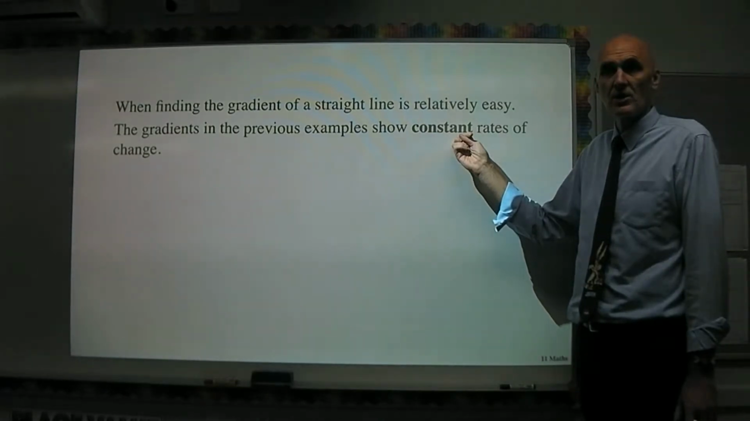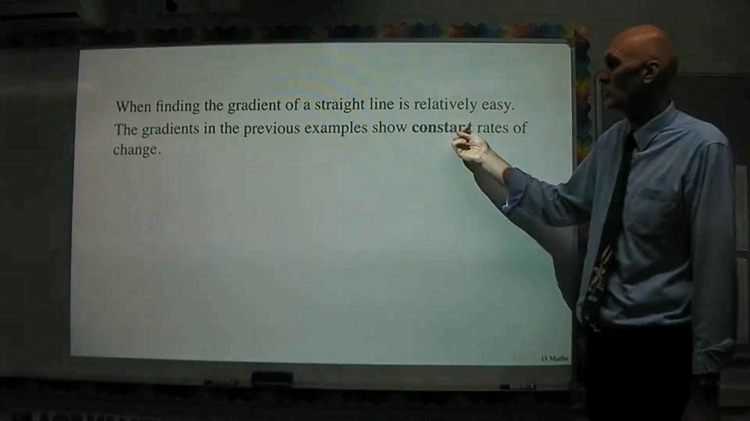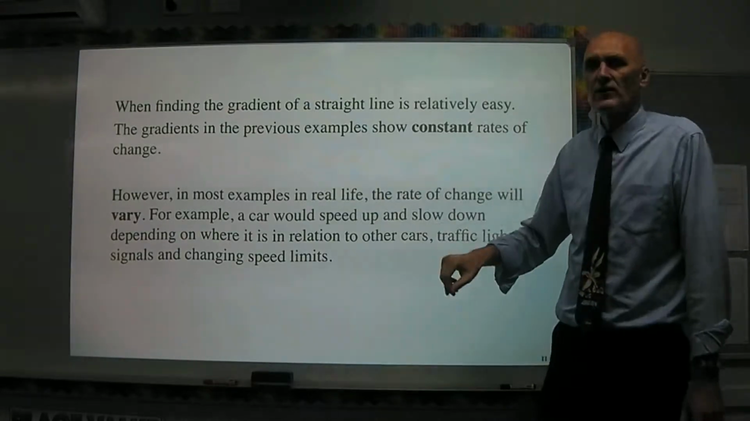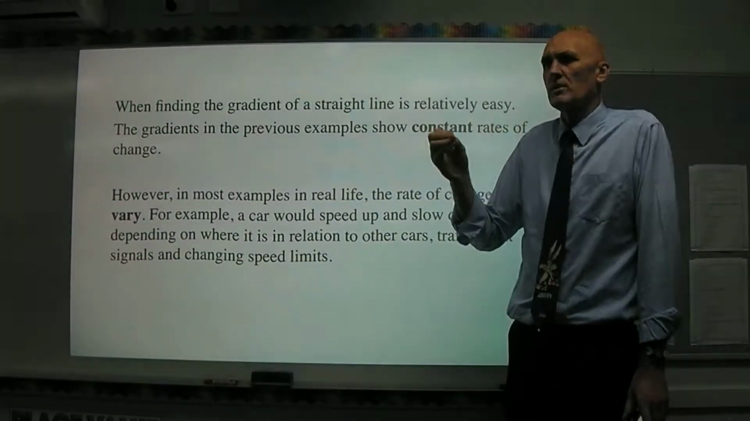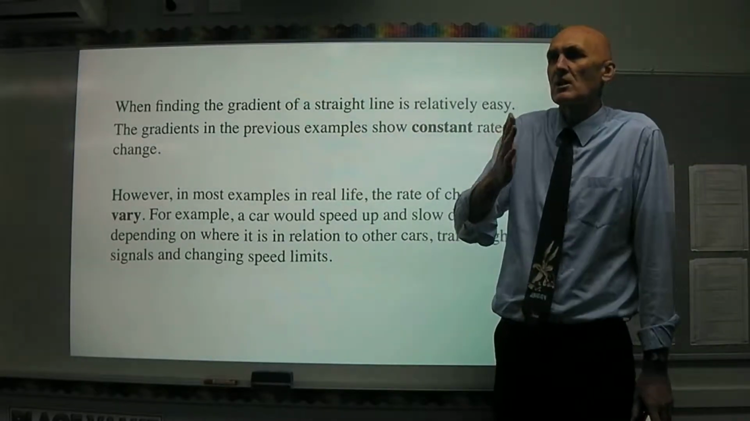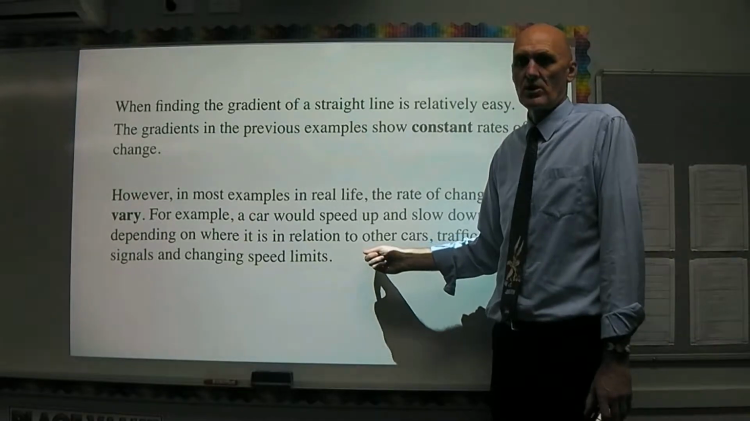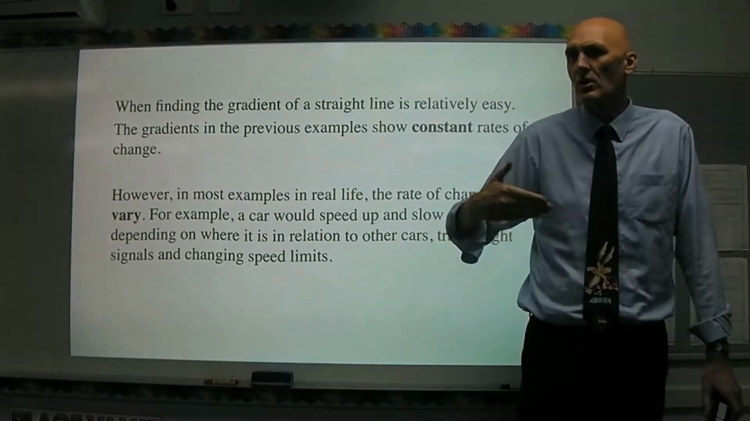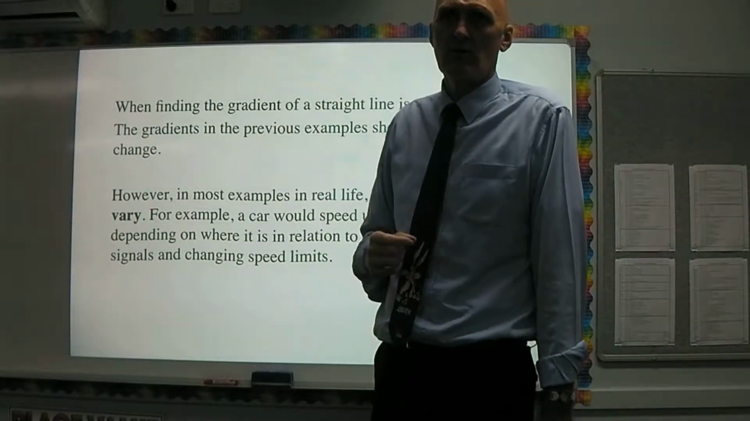What are we going to be dealing with? Curves. Curves, things all over the place. So the gradient, or the steepness, is going to be constantly changing. When you think of an example in real life, if you were driving a car, you're not going to be driving at the same speed the whole time. You're going to be accelerating and braking, and your speed will be all over the place. If you graph that, it's not going to be a straight line graph. There are plenty of real life graphs that are not straight line graphs.